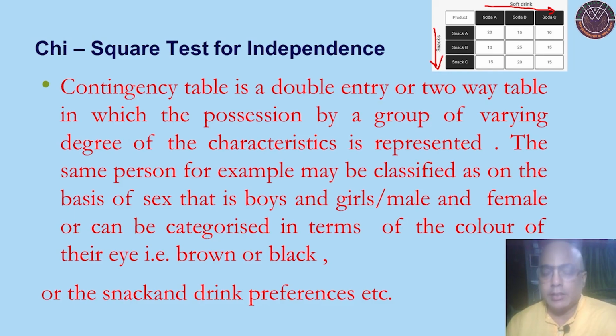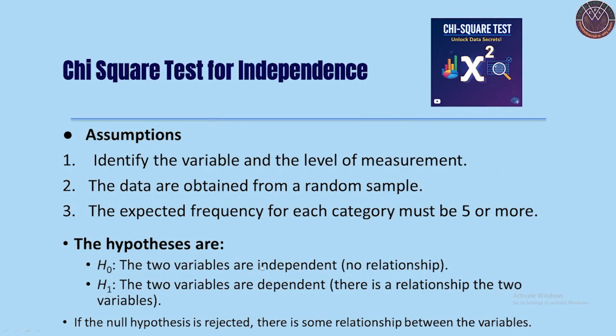For the test of independence, the assumptions are: identify the variable and the level of measurement. You have to categorize, like gender, into male and female. Similarly, the data obtained should be from a random sample. The expected frequency for each category must be 5 or more. If it is less than 5, then you have to go for Yates correction.